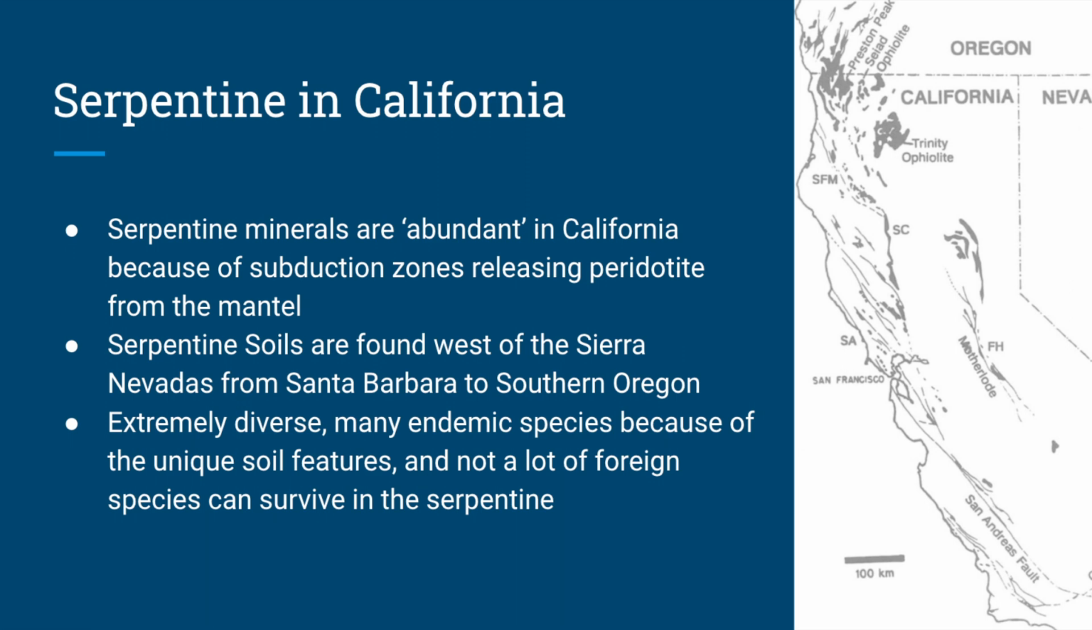Serpentine is found across California and contributes greatly to California's biodiversity, with over 200 species endemic to the serpentine ecosystem. These species thrive because they have less competition from foreign species, because the serpentine's high heavy metals content, high magnesium to calcium ratios, and low nutrients are typically toxic to most plants.